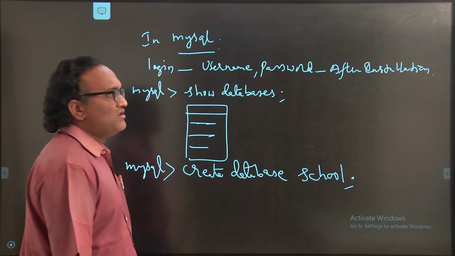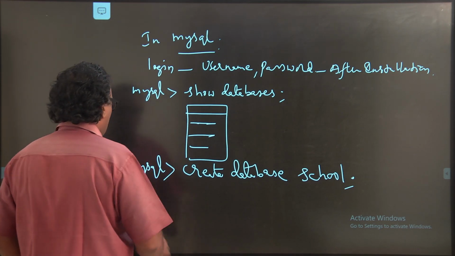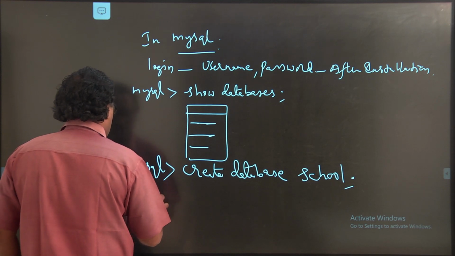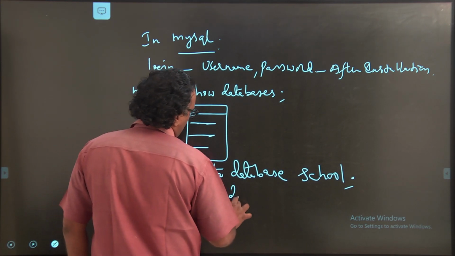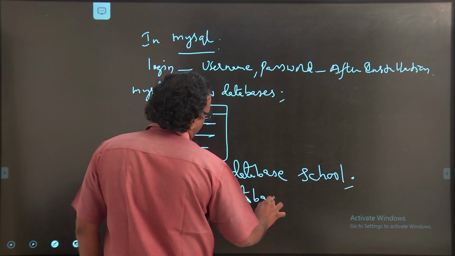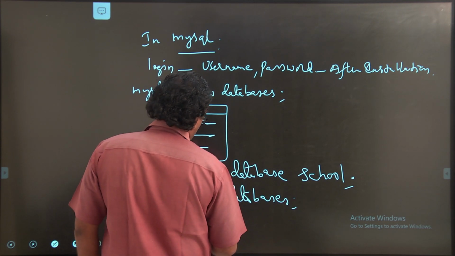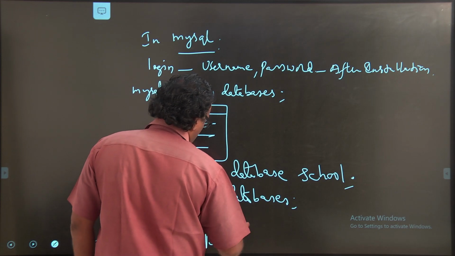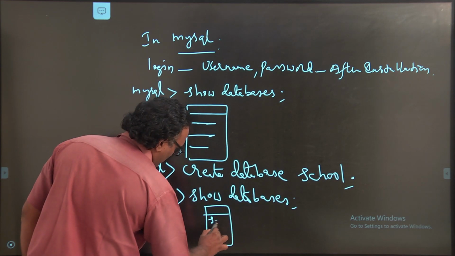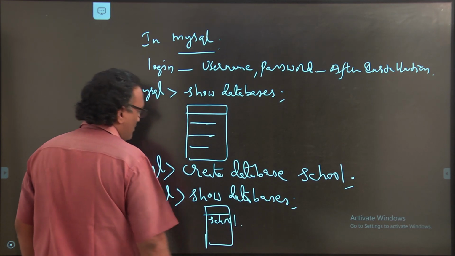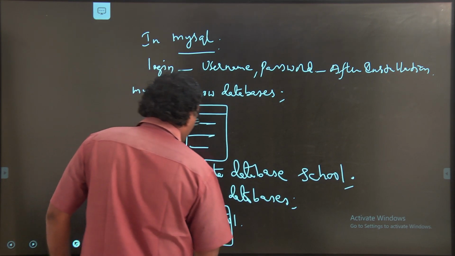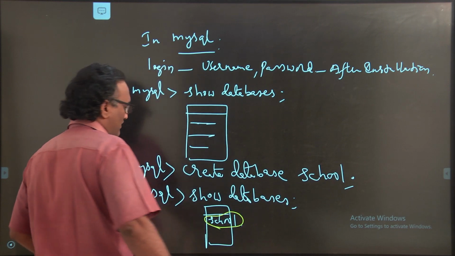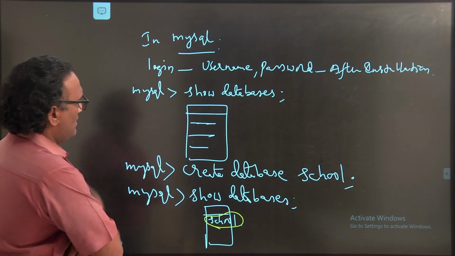How to check whether school database is created or not? You can check by using this. Again, if you type show databases, it gives a database with the name school. You can find the school database easily.